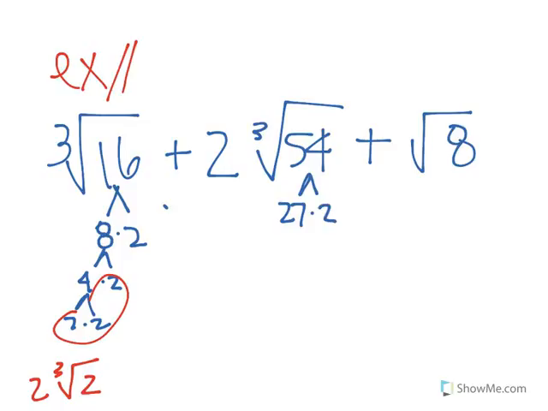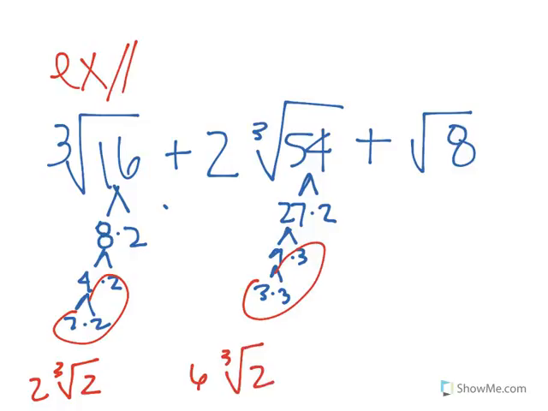54 factors into 2 and 27. Well, guess what? 27 is 9 times 3. You know what that is? That's 3 times 3 times 3. You know what we can do there? We can pull out all those 3's from under the cube root. You know what that becomes? 3. Multiply it with 2, the coefficient already there, and bam. We got 6 cube root 2.